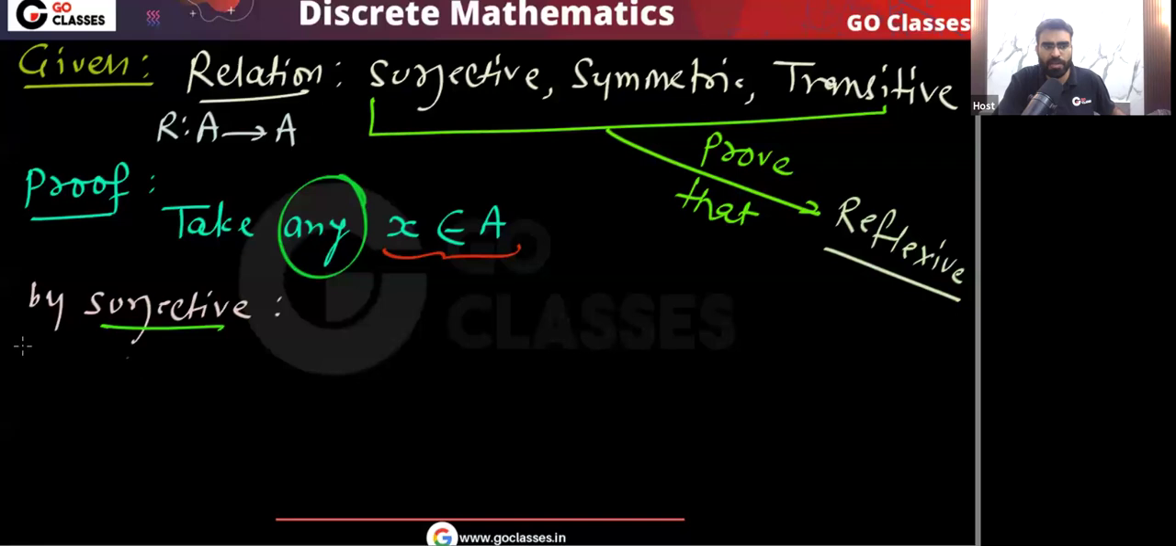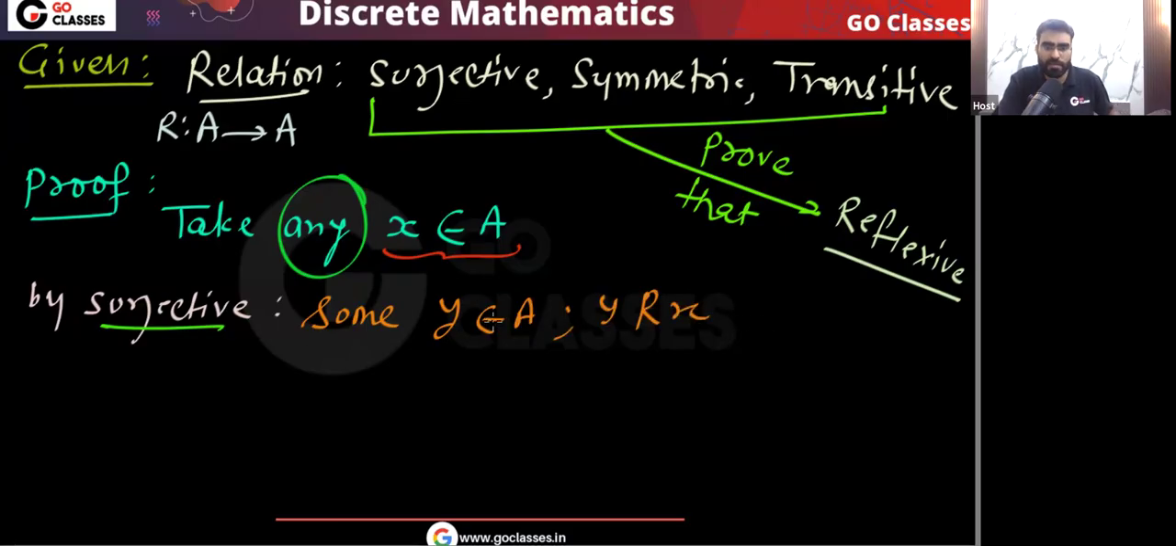Because of the surjective property, what is going to happen? Take any element. Remember, you can take any element. Now, by the surjective property, someone will be related to X. Yes or no? It means some person will be related to X. I can say some person Y. This will happen, that Y is related to X. You already know.